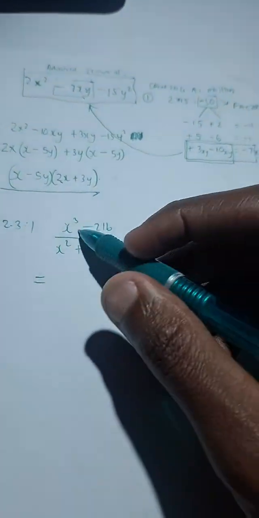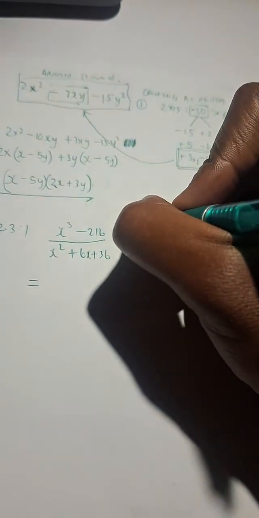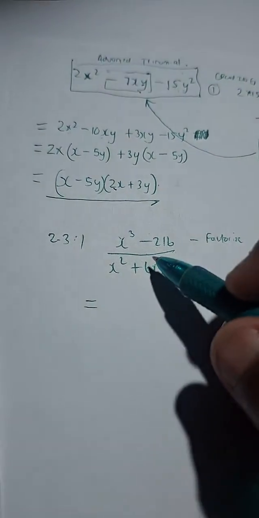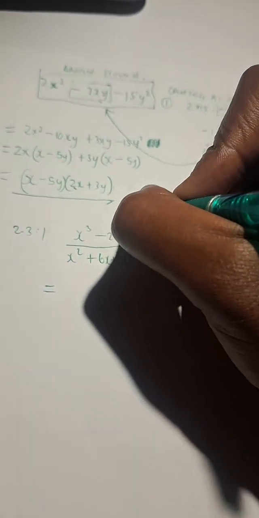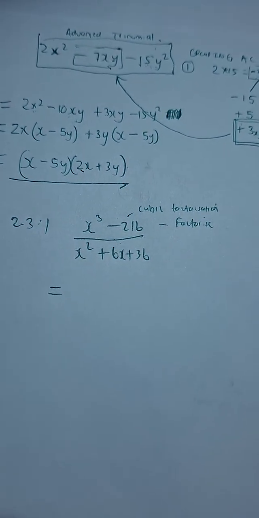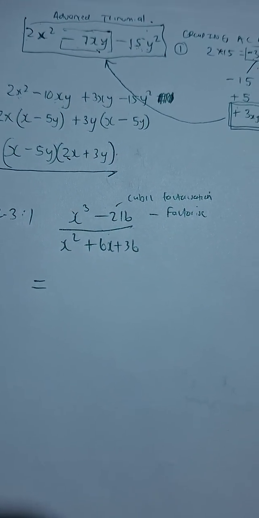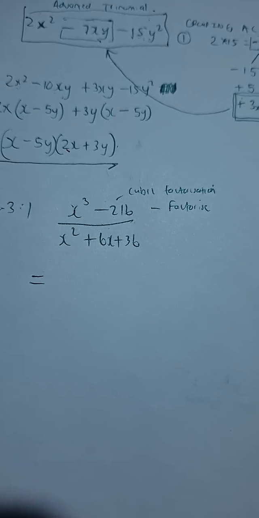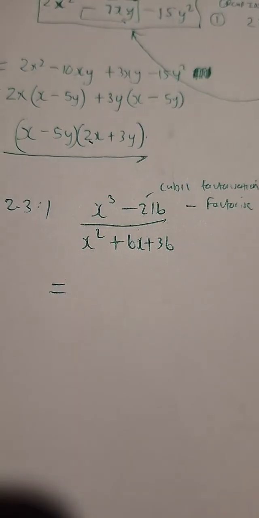x cubed minus 216 into x squared plus 6x plus 36. Denominator, denominator, numerator, numerator. So the rule is factorize the numerator. What is this, guys? This is cubic factorization. Hopefully we still remember how to factorize cubic factorization, grade 10s. My beloved, amazing grade 10s. We know how to factorize cubic. Still remember?